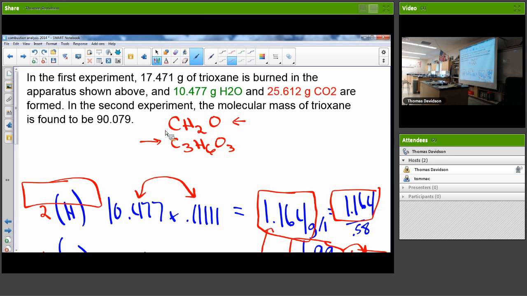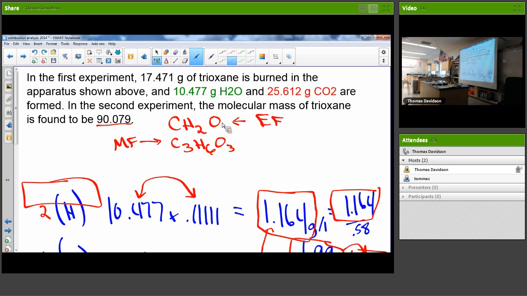All right, so these are our two answers. So we would call this the empirical formula. This would be the molecular formula. If you're ever given this, then that means you have to do the extra step to find the molecular.